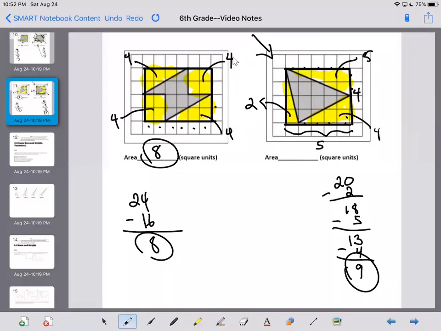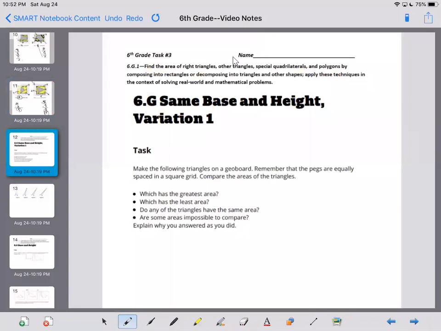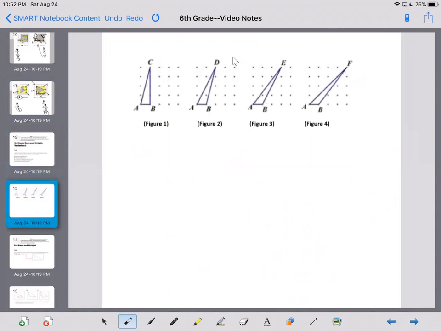Looking at the next task, number 3, we've got the same bases and height, but we've got variations of it. This task is just asking students to look at all of the different triangles that are given in the 4 figures. When you look at these, you can see that each of them has a base of AB, which has a base of 1.